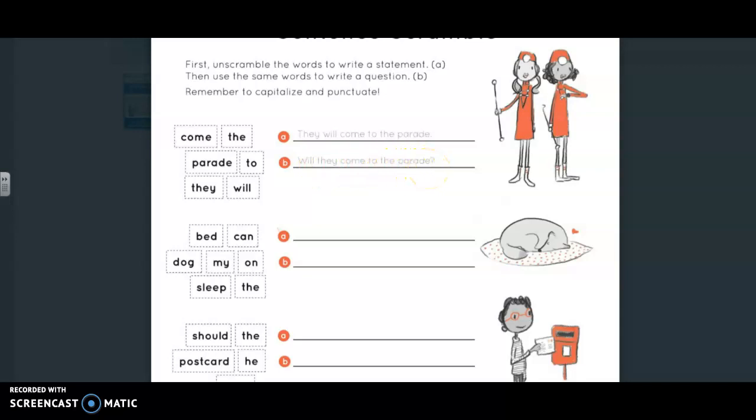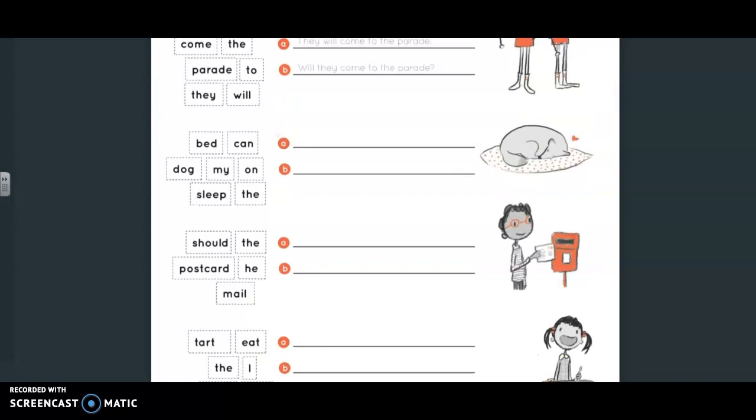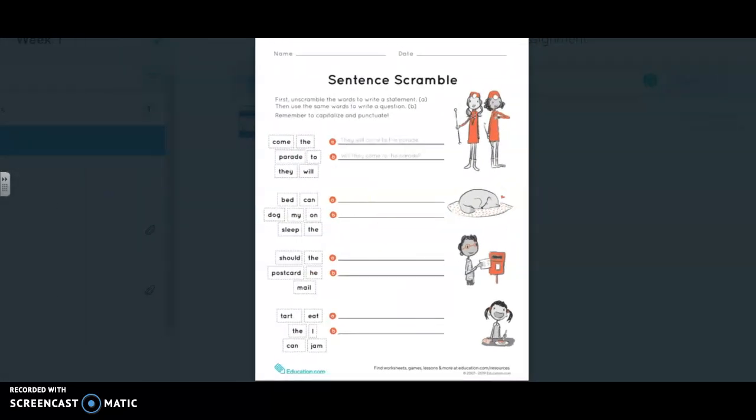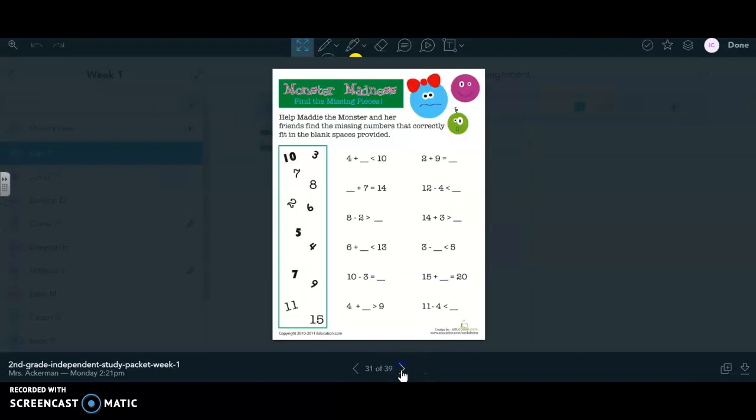Remember, will is a question word. You're going to do the same thing on these next 3, okay? Try to find the question word if you can on here, okay? And make sure you put these bigger and smaller as you need to write neatly.